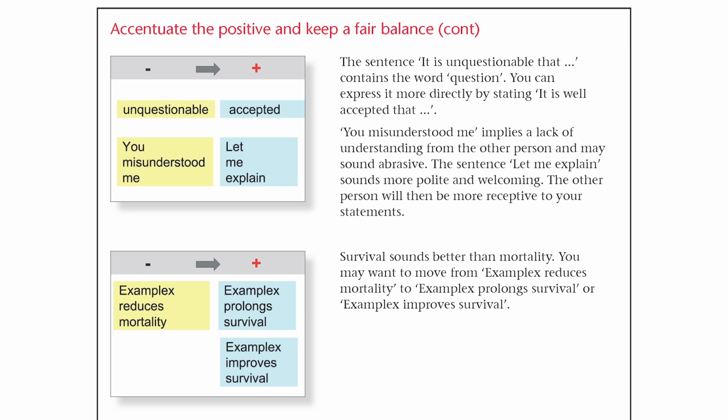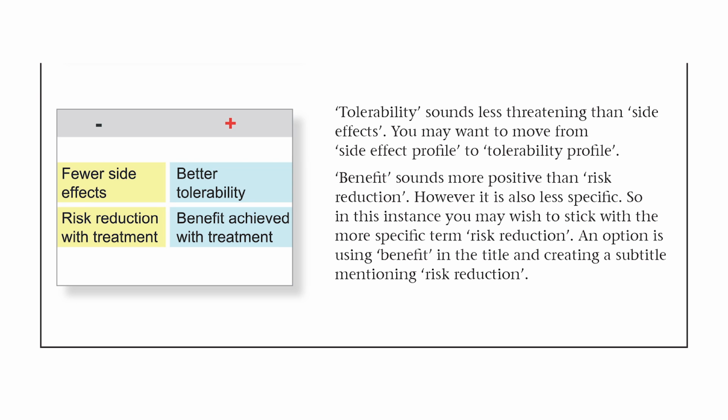You may want to change "example X reduces mortality" to "example X prolongs survival" or "example X improves survival." "Tolerability" sounds less threatening than "side effects," so you may want to move from "side effect profile" to "tolerability profile." And "benefit" sounds more positive than "risk reduction." However, it is also less specific, so in this instance you may wish to stick with the more specific term "risk reduction." An option is using "benefit" in the title and creating a subtitle mentioning risk reduction.